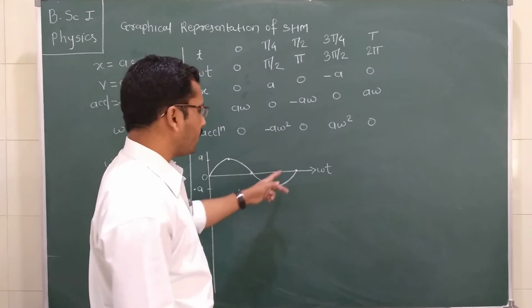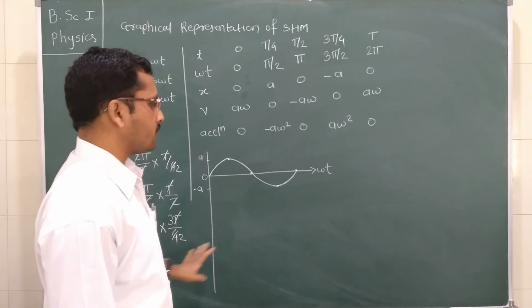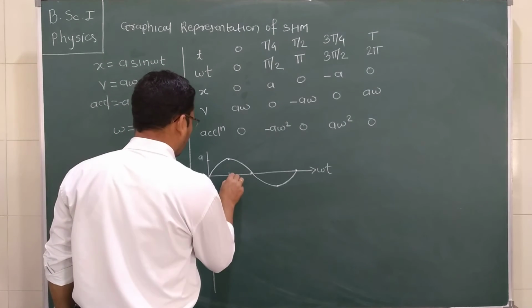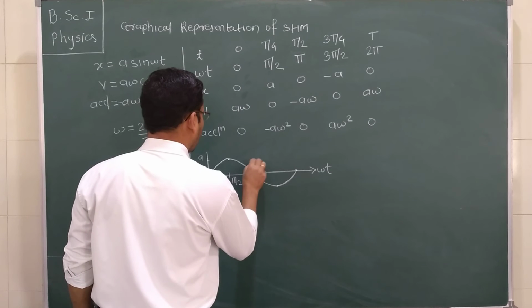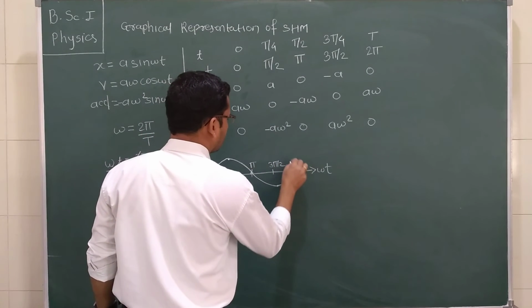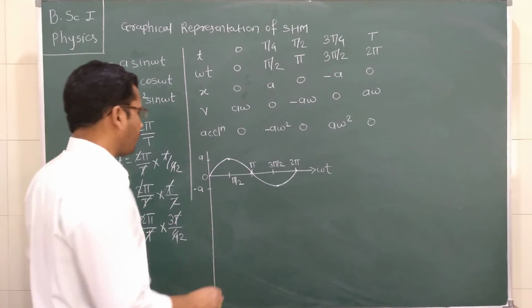So this is the graphical representation of the displacement of a particle performing simple harmonic motion when it is starting from the mean position. And what is the value of this? It is pi by 2. This is pi, this is 3 pi by 2 and this is 2 pi. So this is the graph for the displacement.